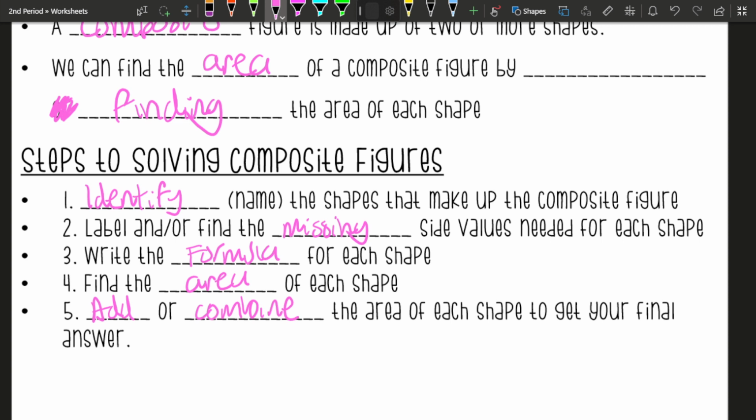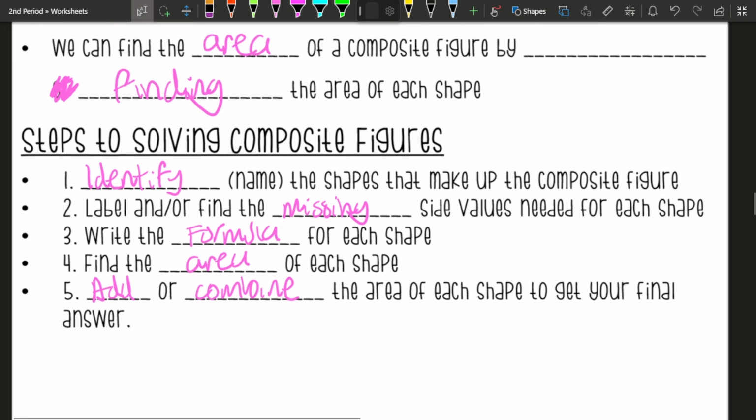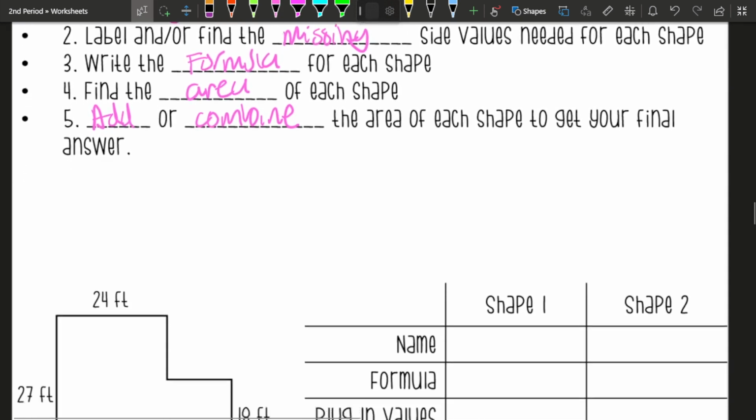So those are the steps. Identify or name the shape, label and find the missing side values, then write the formula for each shape. Find the area of each shape and then add them at the end.